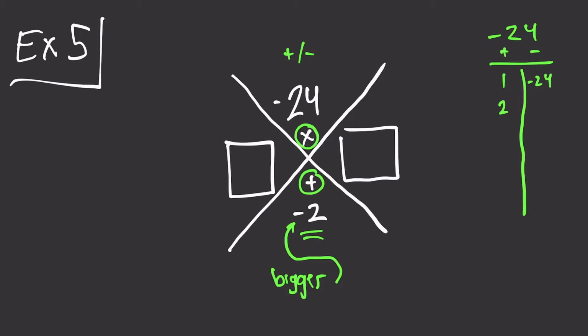2 times negative 12. 3 times negative 8. And 4 times negative 6. So remember, what do these numbers need to do? They need to add to negative 2. Well, I'll go through this again.